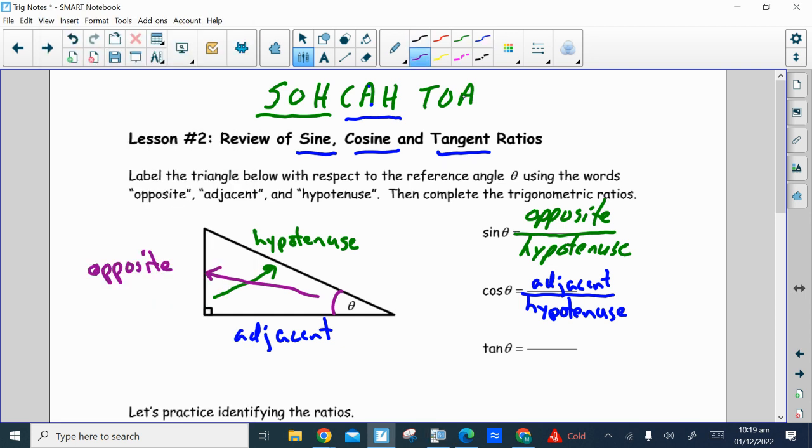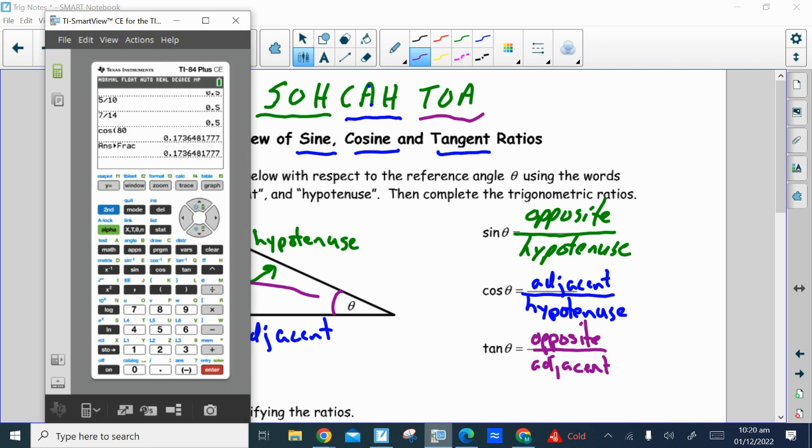Okay, so the last one is the tangent. That's what the T stands for. And again, the letters O and A stand for the opposite and the adjacent. Opposite first, adjacent second. That means opposite on top and adjacent on the bottom. That is the tan ratio. And so, again, if we take the tangent of any angle between 0 and 90, let's say the tangent of 25 degrees, it's that decimal, 0.46630, and there's more numbers there.